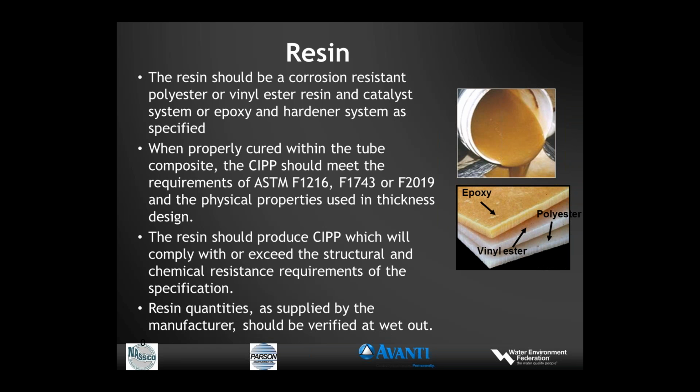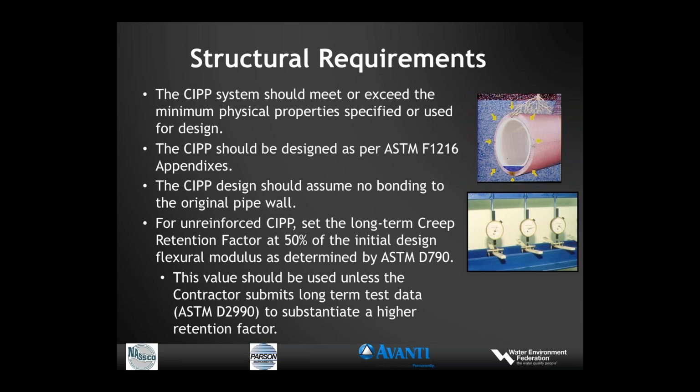So the resin should produce a cured-in-place pipe which will comply with or exceed the structural and chemical requirements of the specification. Resin quantity should be verified. The manufacturer can tell you, for the particular size and thickness being wet out, how many pounds a foot should be vacuum impregnated into the tube. So that needs to be checked at wet out. If it doesn't have the right amount of resin, it simply won't be as high a quality as if it's wet out properly.